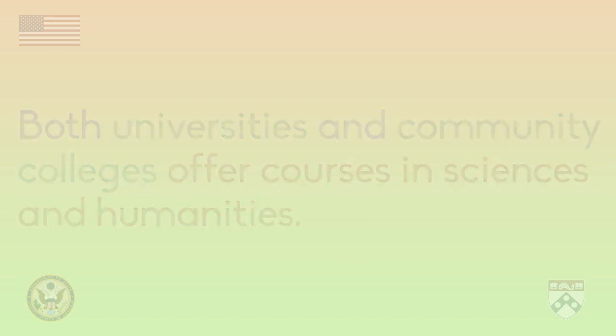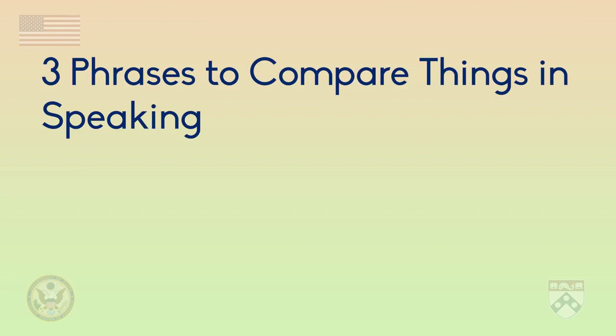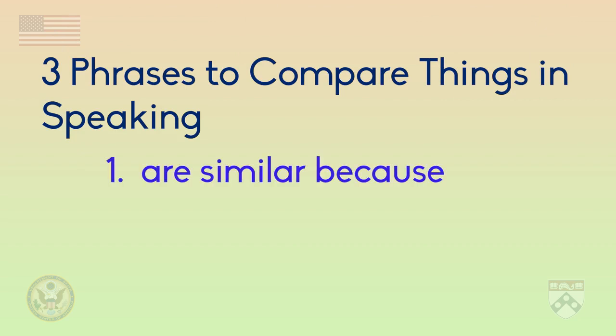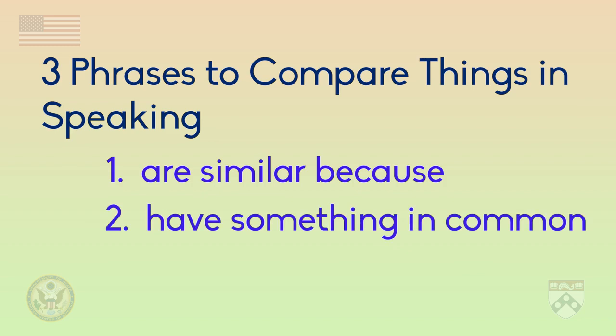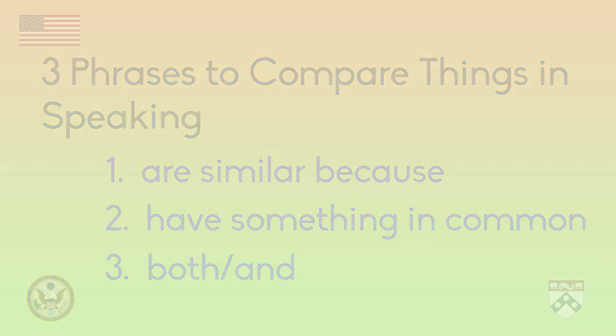So, let's review the three phrases to compare people, places, experiences, or things. 1. Are similar because. 2. Have something in common. And 3. Both and. Remember that speakers use these phrases to make their ideas clearer and to explain how two things are similar.